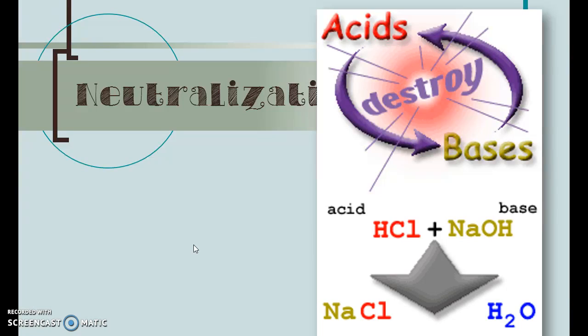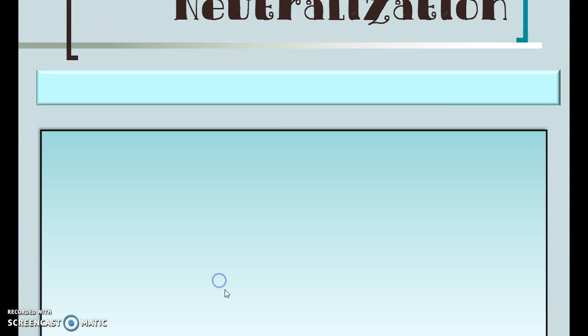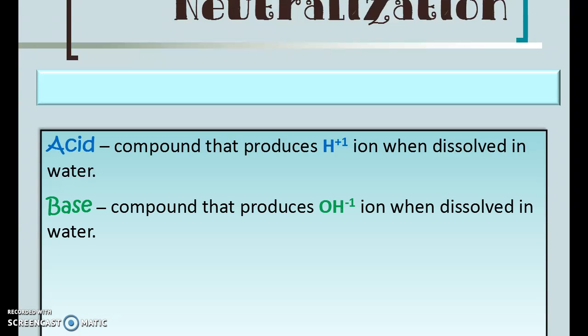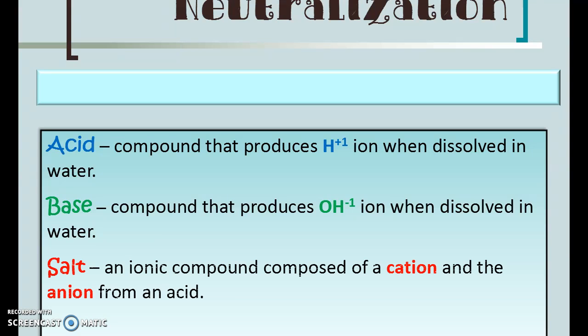So hydrochloric acid and sodium hydroxide together create sodium chloride and water. That is, it's neutralized at this point. You're taking two things that are strong and can be potentially dangerous, and you're turning them into things that are neutral in nature. So in neutralization, we've talked about this, the acid produces the H plus ions when dissolved in water, and the base produces hydroxide ions when dissolved in water.